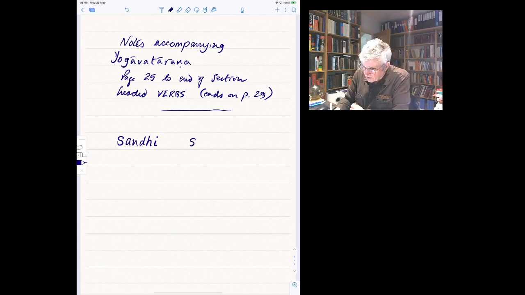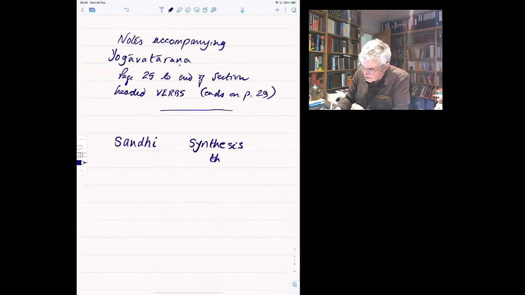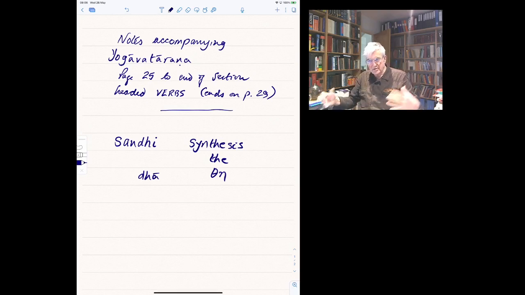It's actually cognate with the Greek word synthesis. So synte, the root te in Greek, T-H-E, is cognate with the Sanskrit. Actually, the root is dha. That makes sandhi. This means putting. So sandhi, putting together. We'll deal with it in detail as we go along.